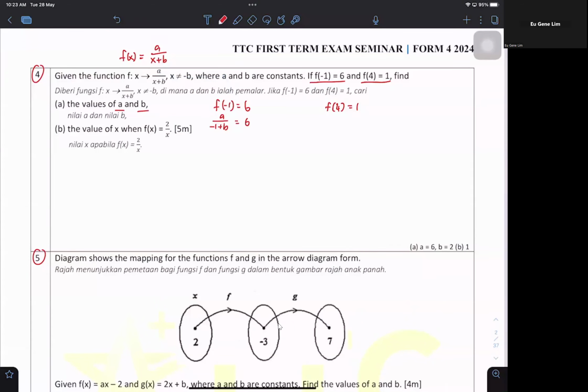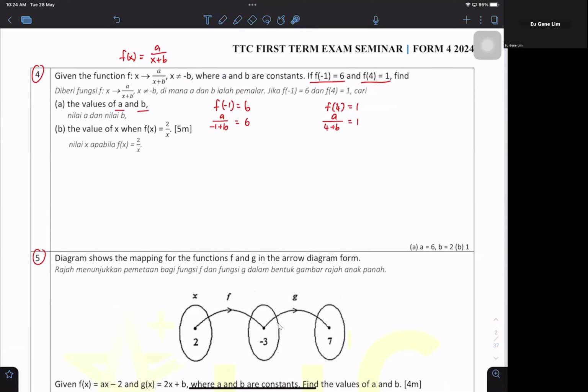Understand? Then the right hand side, you do the same thing. The basic of function is take the bracket and sub into the x. So if you take this 4 and sub it into the x, the function becomes a over 4 plus b. The right hand side equals 1. Understand? This is the basic of function. This is very important.